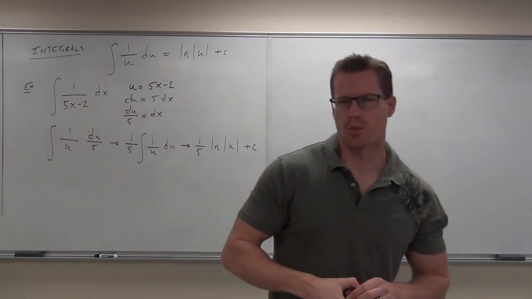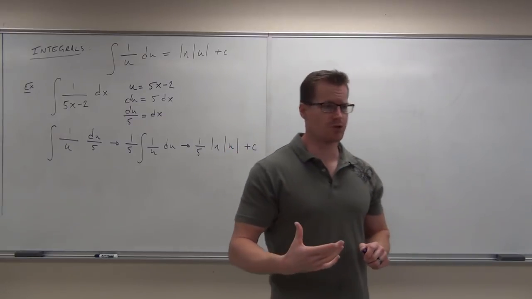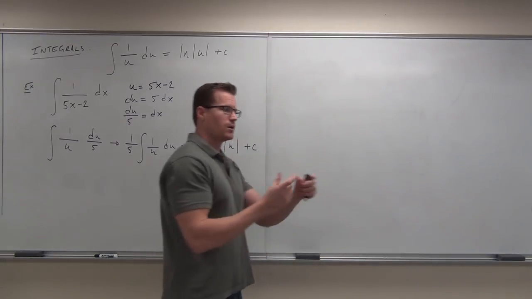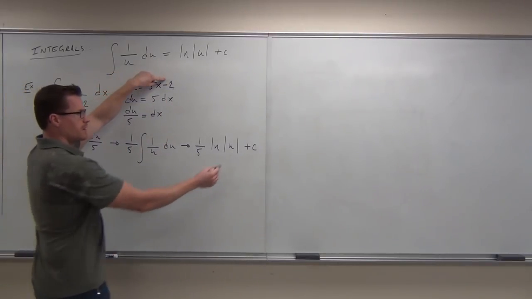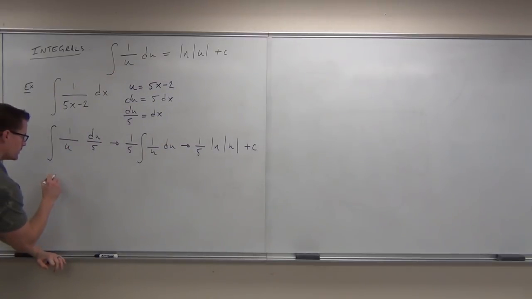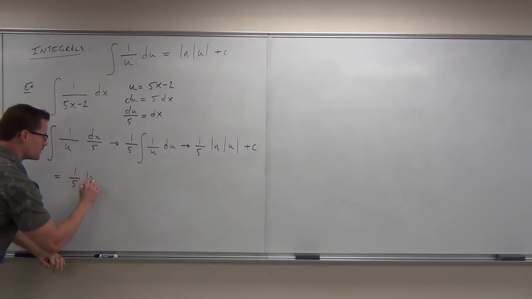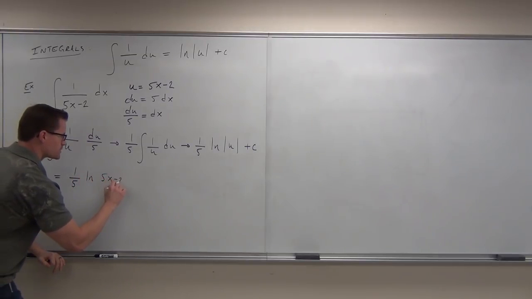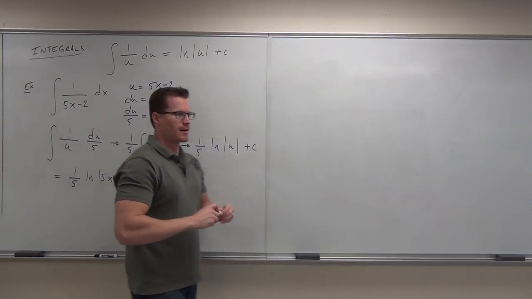There is one thing that is important though. What variable did we start with? An x. What variable do we have now? A u. That's a problem. So what are you going to do? Put x back in. If we have this substitution, u equals 5x minus 2, that u becomes 5x minus 2. So our integral is 1/5 ln of 5x minus 2 in absolute value plus c. Okay, that's our first example.